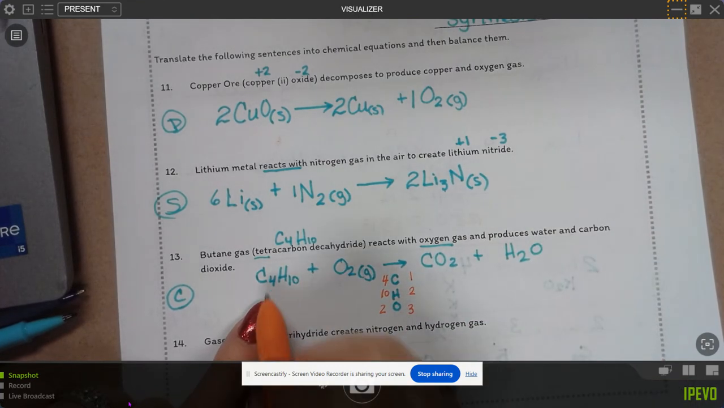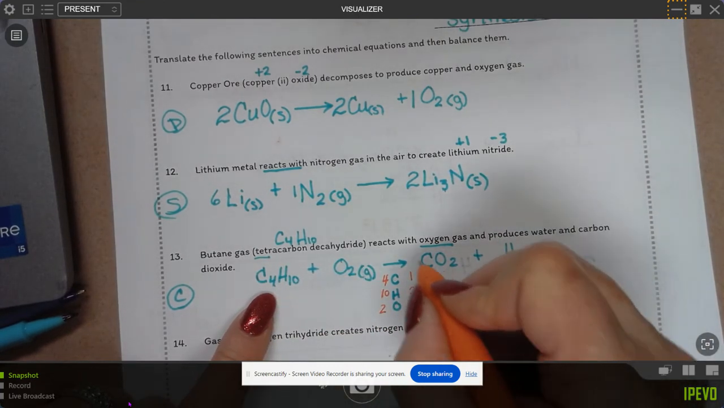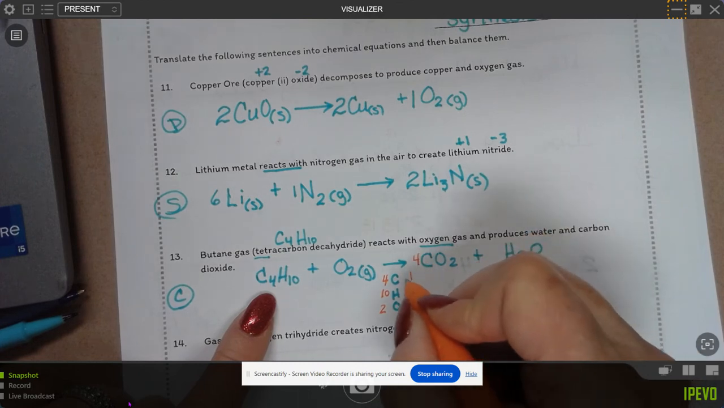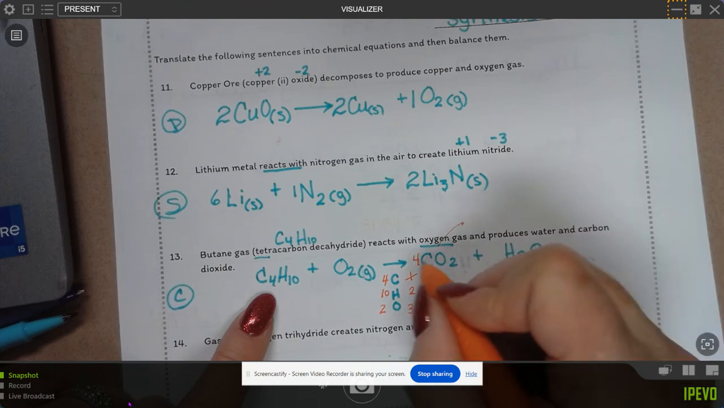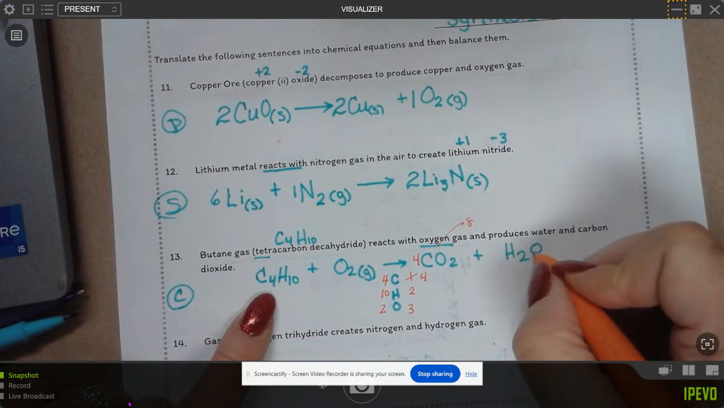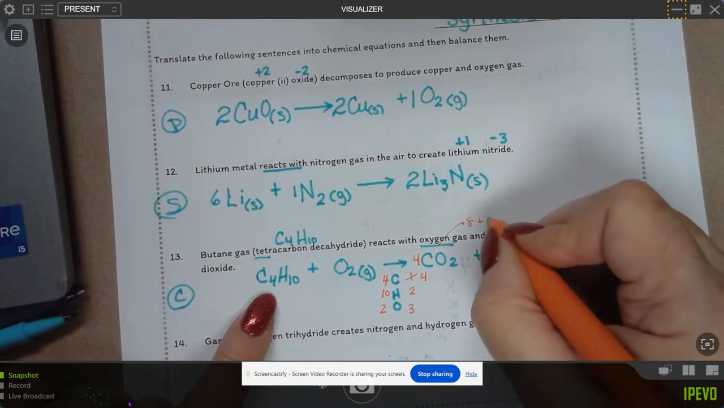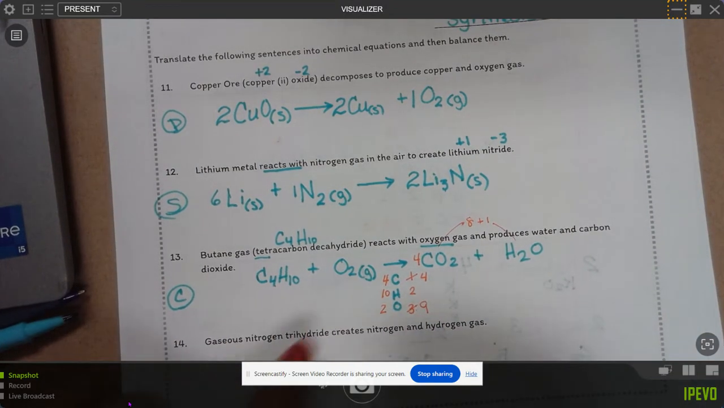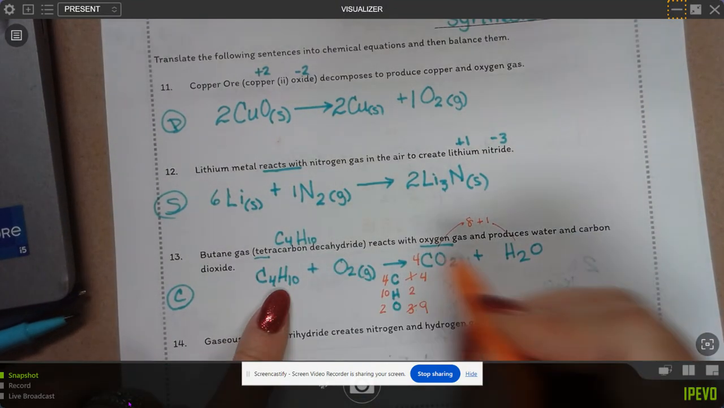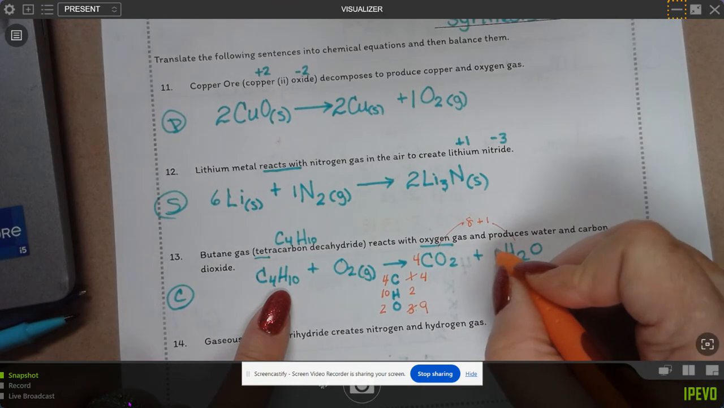All right, so 4 carbon. I would need to put a 4 here to give me 4 carbon. That changes my oxygen. I'm going to make a little note up here. 4 times 2 is 8 plus 1, so I've got 9 oxygen. All right. I have 10 hydrogen over here, so I need to put a 5 here.